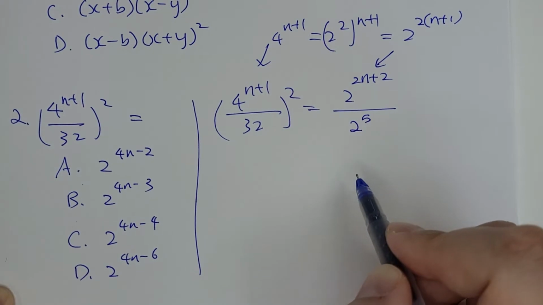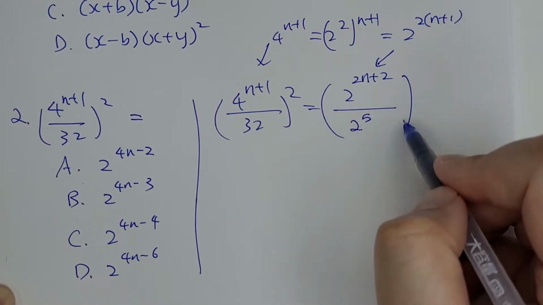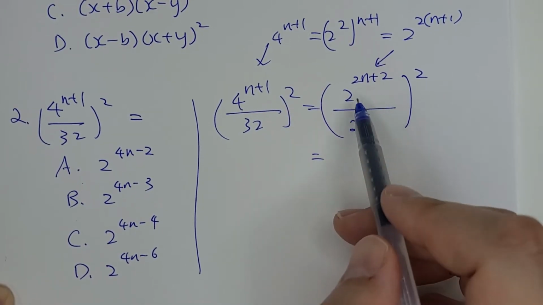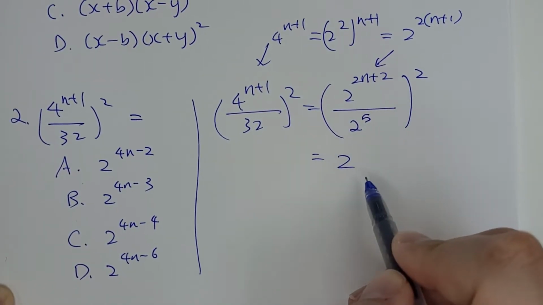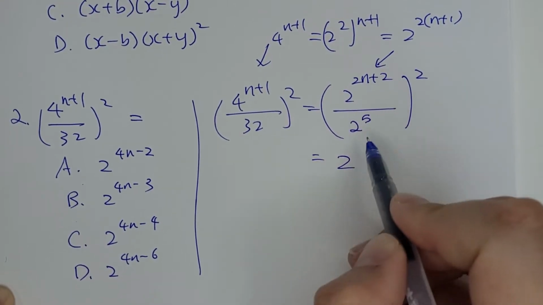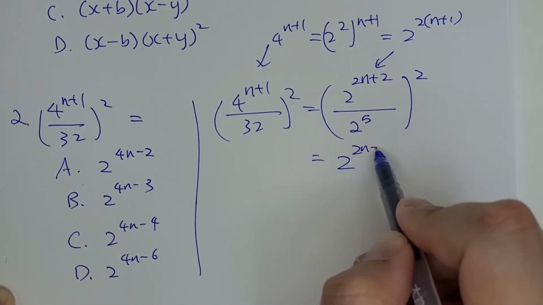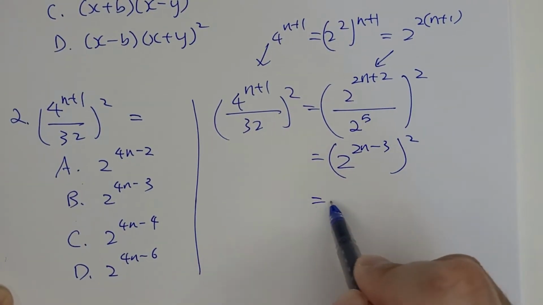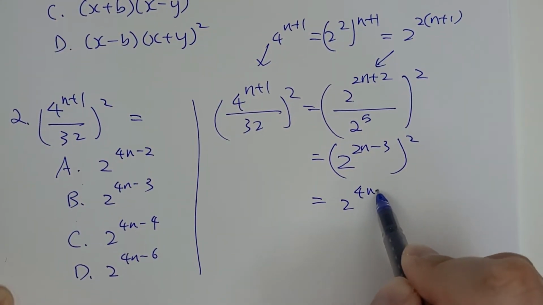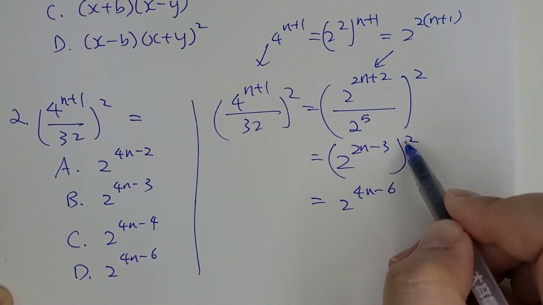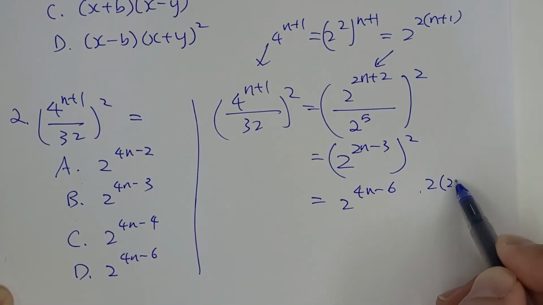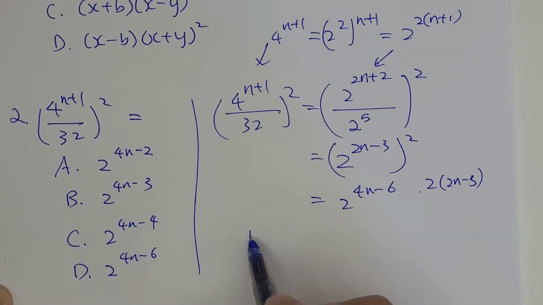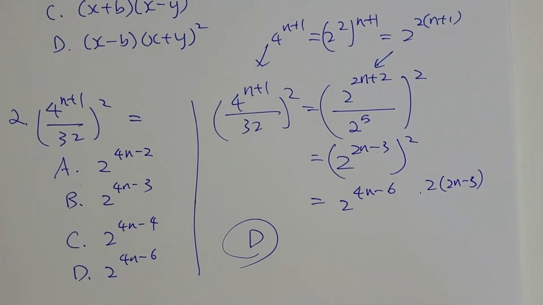Denominator 32 becomes 2 to the power 5 and then bracket square. So when you are doing the cancellation of the factor, the base will not change and the index will take the subtraction. So 2n minus 3 and then bracket square. So finally it will go to 2 to the power 4n minus 6. Okay, these two should multiply to 2n and then negative 3 also. So the answer is D. That is the original method.